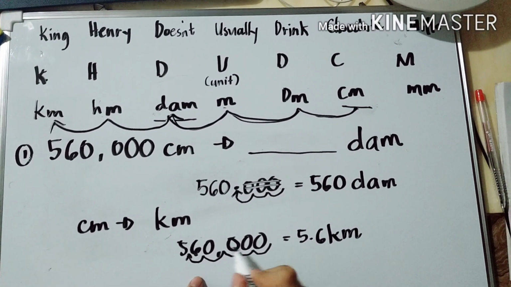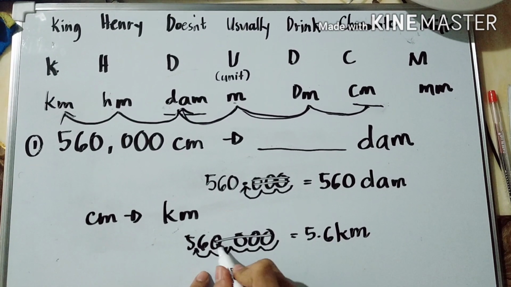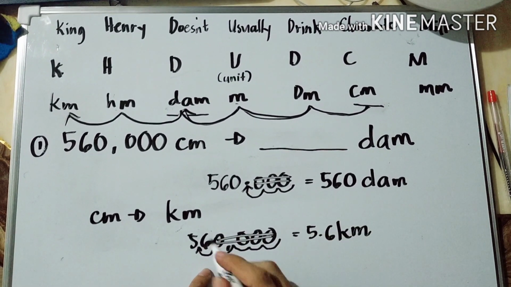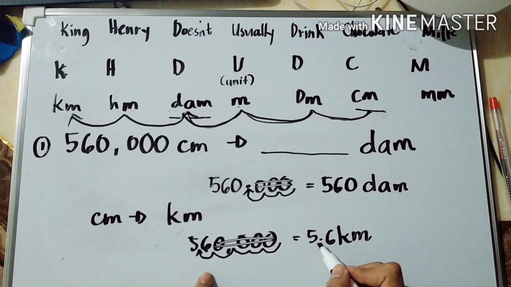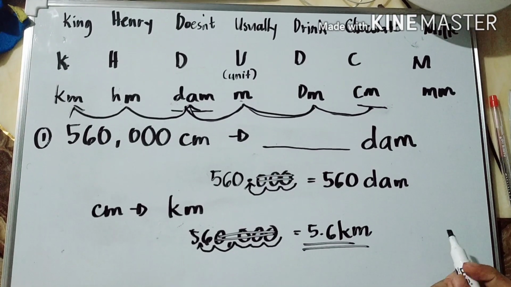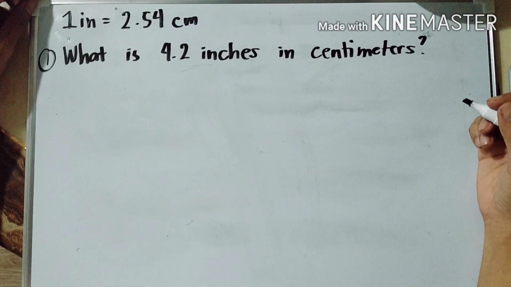Okay? So, bakit po ang tinanggal lang natin is yung zeros? Kapag yung zeros, tatanggalin nyo na nasa dulo. Pero yung whole number na 6, huwag nyo tatanggalin. So, that's equivalent to 5.6 kilometer.